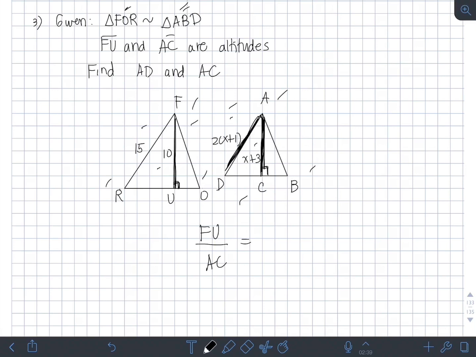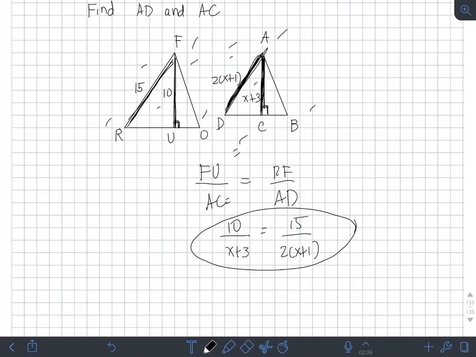So, gamitin natin yung merong given lengths. Obviously, itong RF and AD, right? So, RF over AD. So, substitute natin. Ano si FU? 10. Ano si AC? X plus 3. Ano si RF? 15. Ano si AD? 2 times x plus 1. Okay? And then, solve natin tong equation for x.